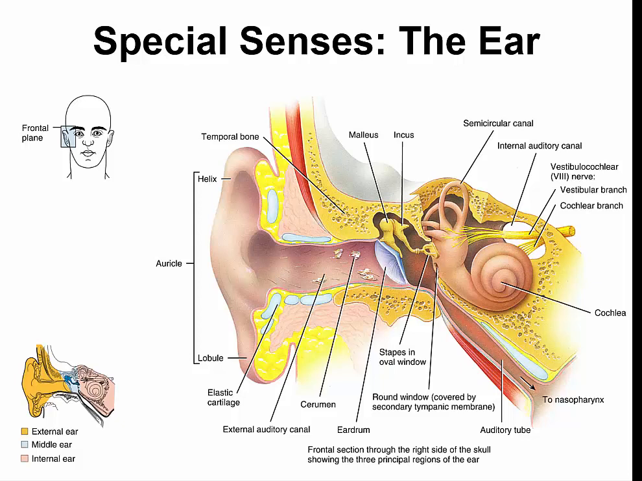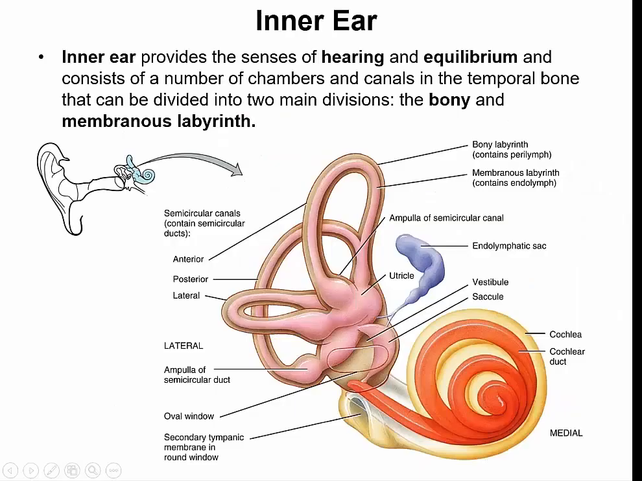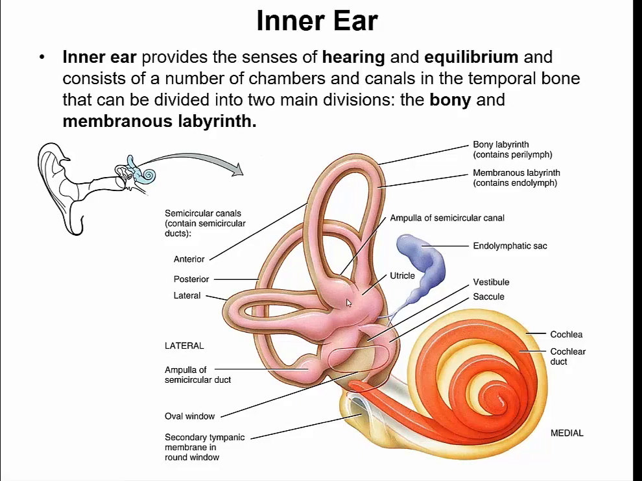In this video, we're going to focus on the inner ear. The inner ear consists of the cochlea and the vestibular apparatus, which is the semicircular canals and vestibule. The inner ear provides a sense of hearing, which we find in the cochlea, and the vestibule and semicircular canals, which both make up the vestibular apparatus, function in equilibrium.